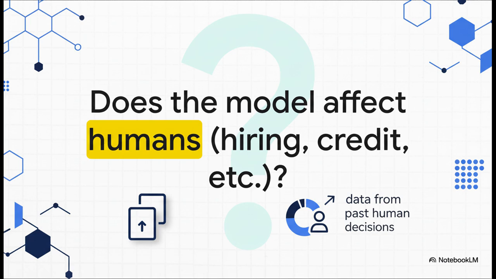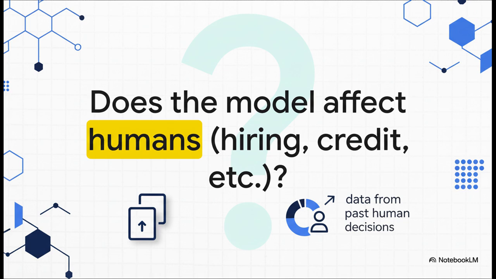So how do you know if you're sitting on a time bomb? Just ask yourself these two simple questions. 1. Does our AI make high-stakes decisions about people's lives? Think hiring, promotions, credit scores. 2. Did we train this AI on data from past human decisions?